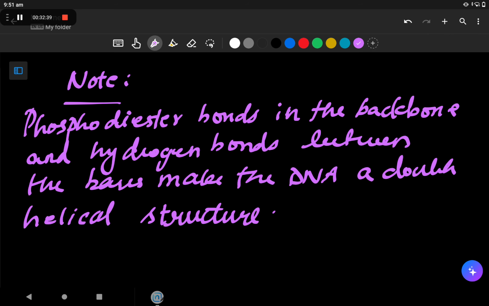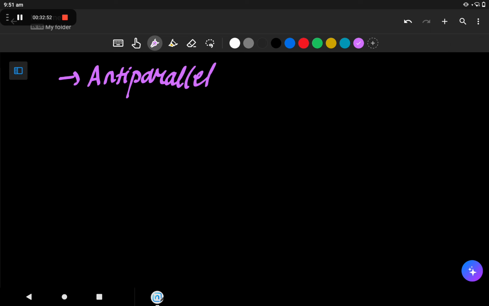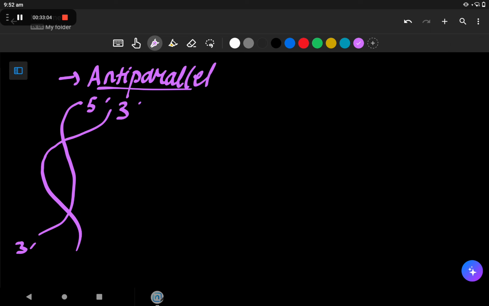Got it? So how will this model look like? Basically, the DNA strands are anti-parallel in nature. If one structure is like this, starting from 5 prime to 3 prime, the other one will look like this, which is from 3 prime to 5 prime. Just opposite. Therefore, we can call it to be anti-parallel. Okay?